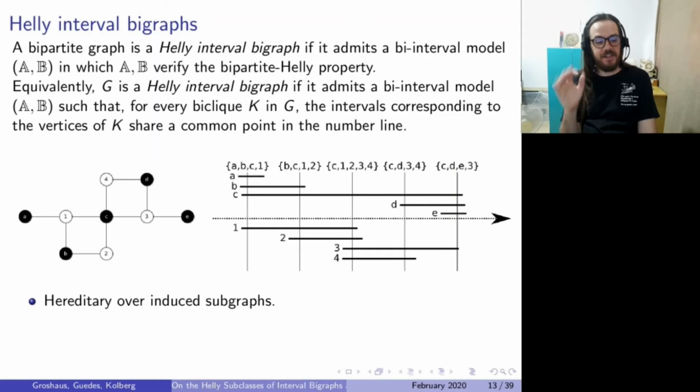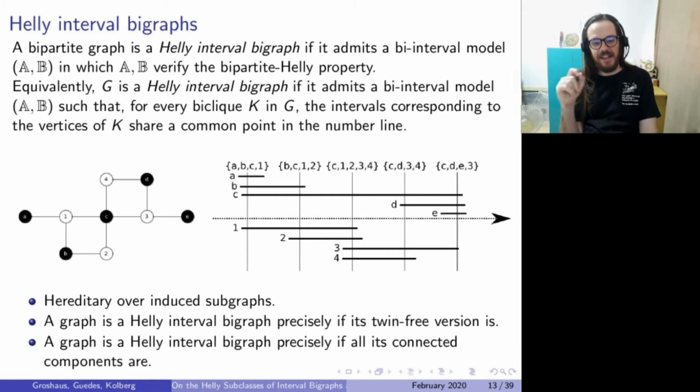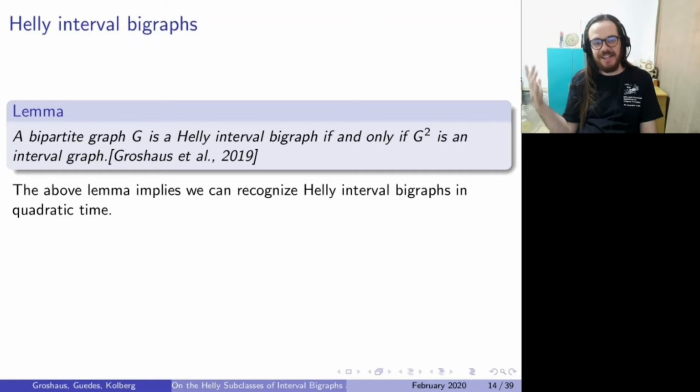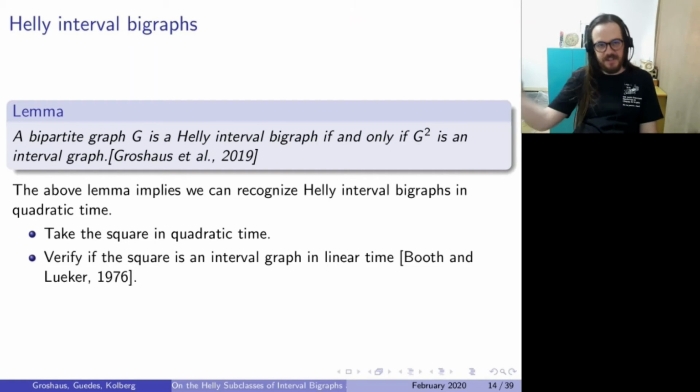The class is hereditary over induced subgraphs. A graph is in the class precisely if its twin-free version also is, and a disconnected graph is in the class as long as every connected component is in the class. The first result we present is a simple characterization that allows us to recognize Helly interval bigraphs very efficiently. A bipartite graph is a Helly interval bigraph precisely if its square is an interval graph. This result allows us to recognize Helly interval bigraphs by simply taking the square of the input graph and checking if it is an interval graph.